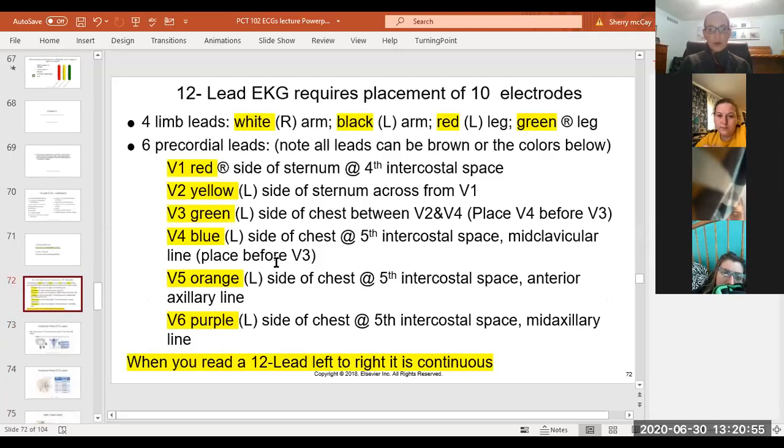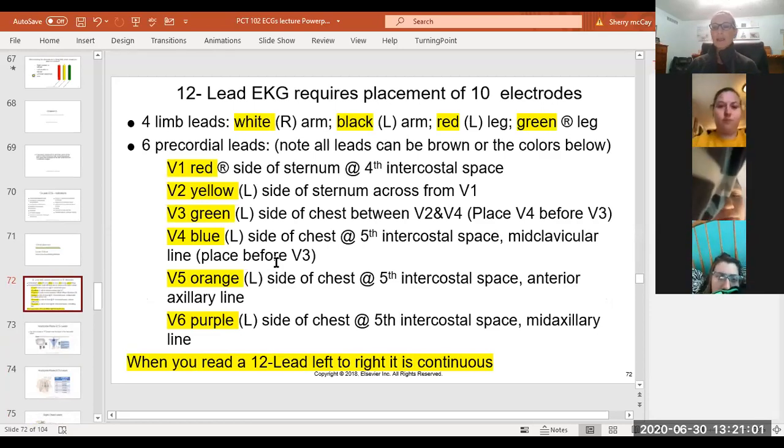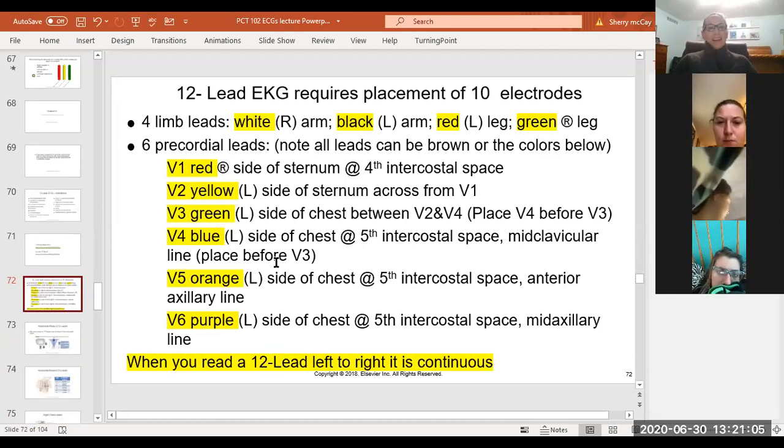Okay, so I made this little chart for you guys for 12-lead. A 12-lead EKG requires placement of 10 electrodes. So it's not 12, it's 10. There are 4 limbs, which we've already learned. So the 4 limbs are the white in the right arm, the black in the left arm, the red in the left leg, and the green in the right leg.